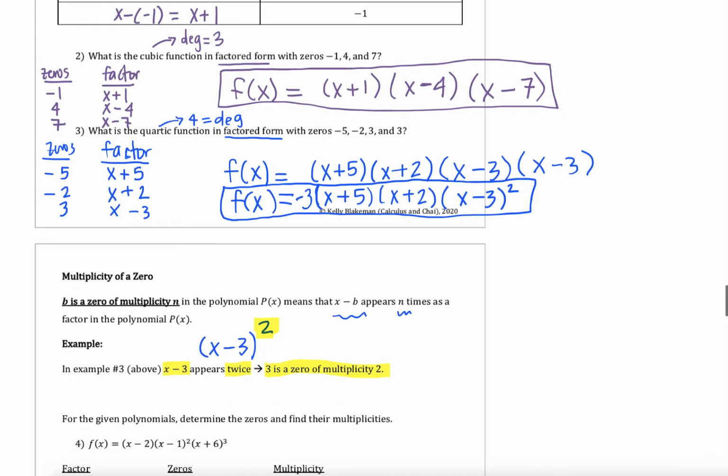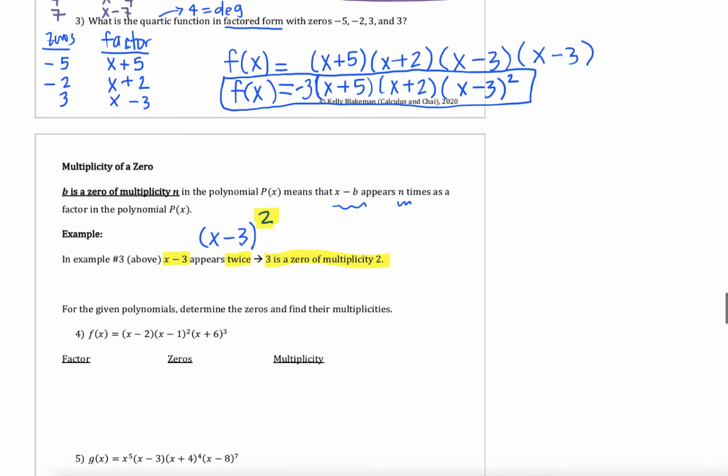Before we get to the graphing, though, let's just do some practice where we're given a polynomial and we want to determine the zeros and then find their multiplicity. So in example 4, we have f of x equals x minus 2 times x minus 1 squared times x plus 6 cubed. And I have a little chart here, and we're going to start to see this chart through a lot of examples where we have the factors in the first column, the zeros, and then the multiplicity.